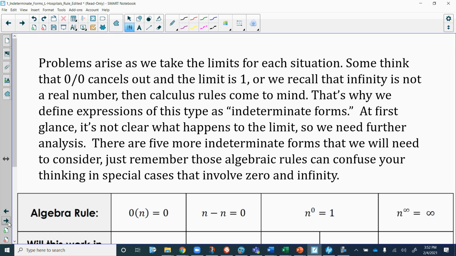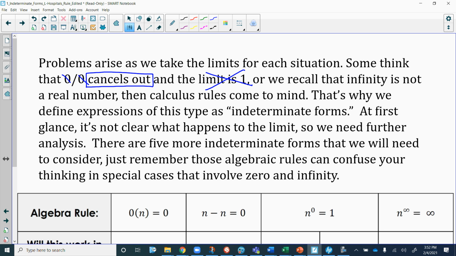Okay. And here, when it's telling you problems arise, we take the limits of each situation. Some think that 0 over 0, and golly, I really hate when math people say this, cancels out, where they say, oh, this over this cancels. And no, it simplifies to be 1. But in this case, 0 over 0 does not simplify to have a limit of 1. That's what we refer to as our indeterminate form.